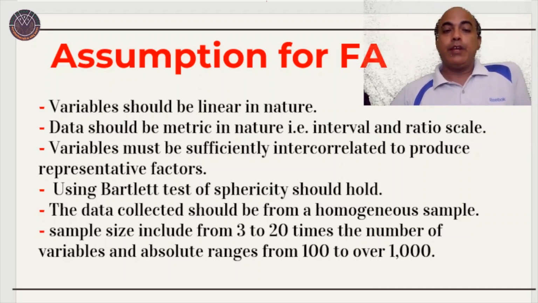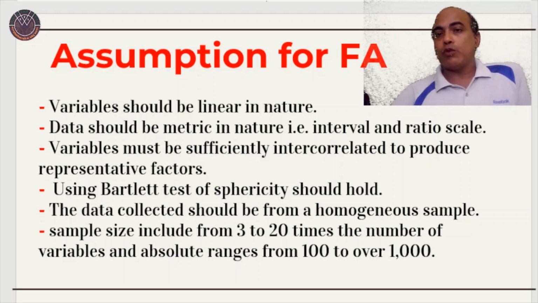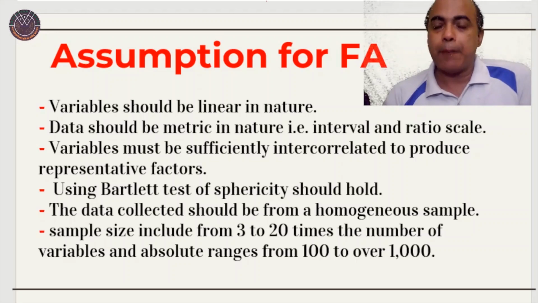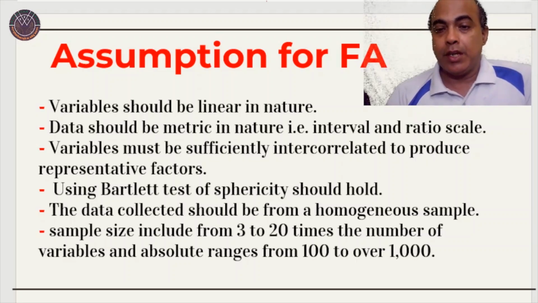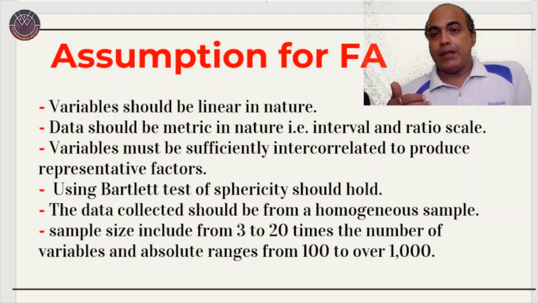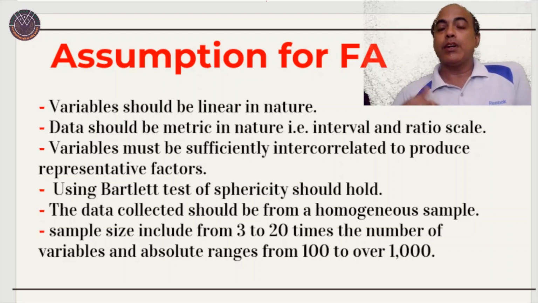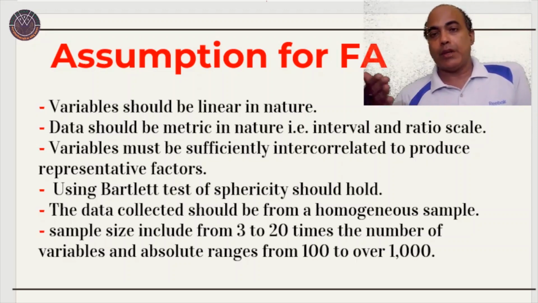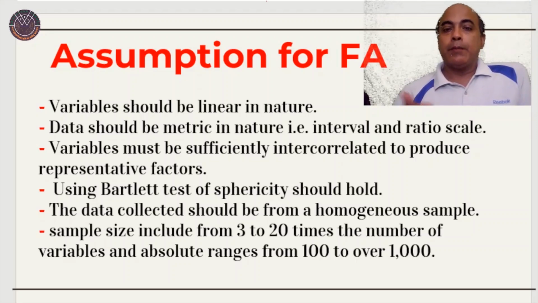Next, we can say that the data should be collected from a homogeneous sample, and I think you understand what a homogeneous sample is, that the nature of the sample should be the same. The size of the sample from where we are collecting data should be 3 to 20 times the number of variables under investigation. Suppose your number of variables is 10, then at least the sample should be 30, or 20 times, that means 200. From 200 samples you should collect your data, but at least the sample should vary from 100 to 1000, or if it is more then it is far better, but at least it should be 100.